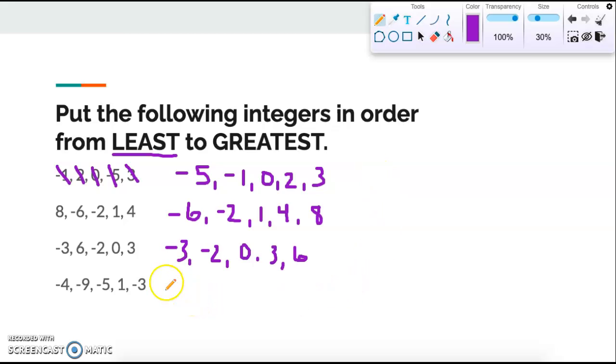Okay, the smallest number here is -9, then -5, -4, -3, and that means our largest number is 1.